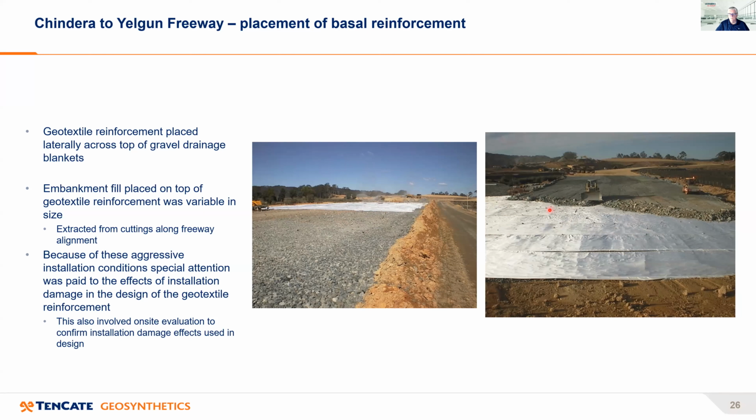And so there was a high level of installation damage that would be done to this reinforcement. For example, you had a granular drainage blanket beneath with random fill placed and compacted on top. And so on site, a series of on-site installation damage tests were done with these fills and the different reinforcements to find out the safe reduction factor for installation damage that should be used in the design calculation for this basal reinforcement.